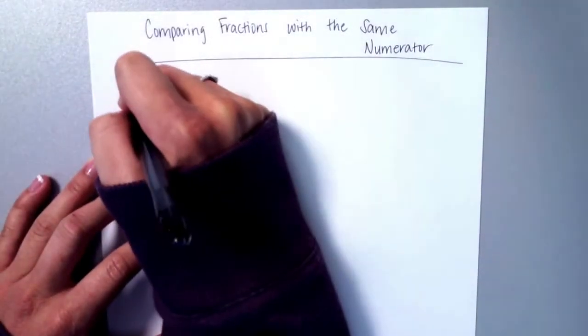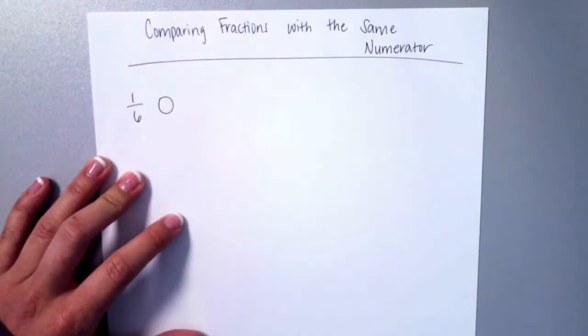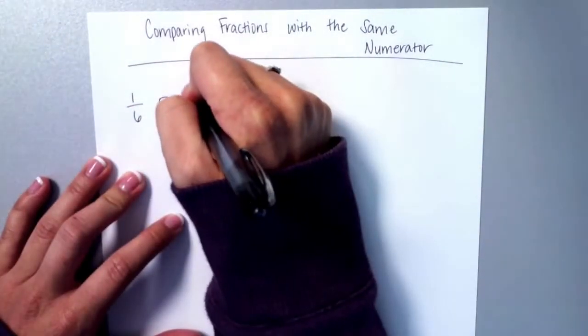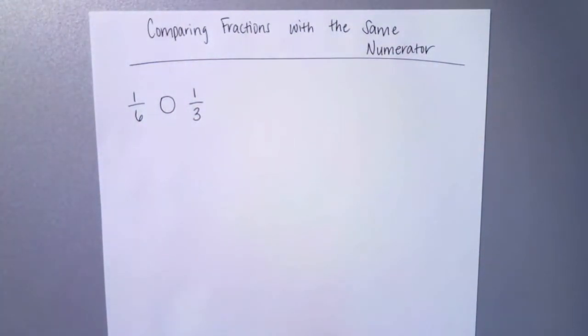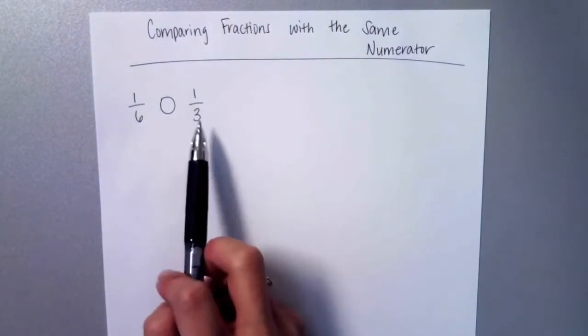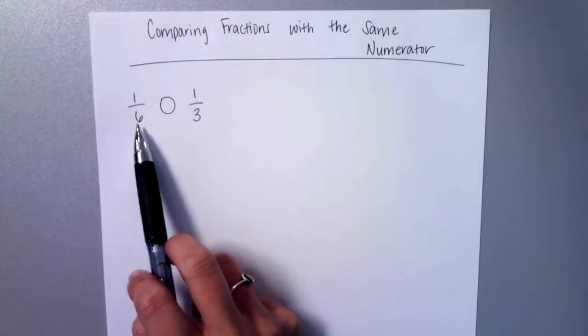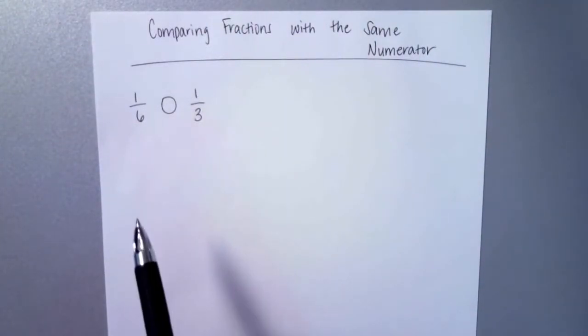So if I had the fraction 1/6 is greater than, less than, or equal to 1/3. So, like I've said, my numerators are the same, but my denominators are different. I've got 6 on this side, and I've got thirds on this side.